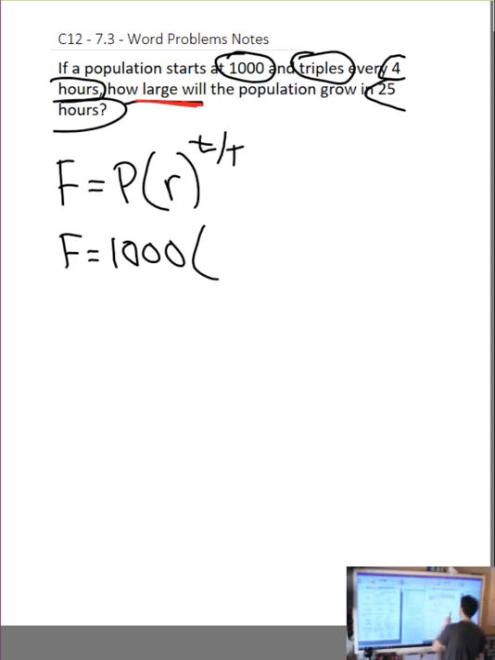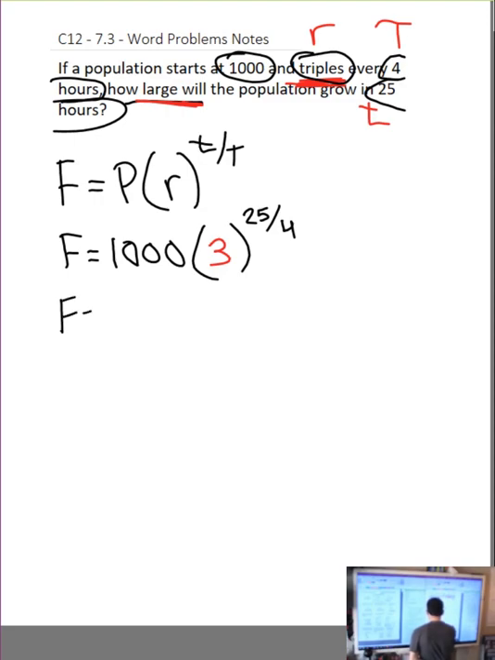Now our rate. So our rate is tripling. So if we're tripling, our rate is 3. In the banana question, it was a half-life, so it was a half. If we're doubling, it's 2, tripling, it's 3, etc. Now, if we're going to be growing in 25 hours, that's the time that has actually happened, lowercase t. Now, the time for the tripling to occur is capital T. Now that tripling occurs every 4 hours. That goes on the bottom of the fraction.